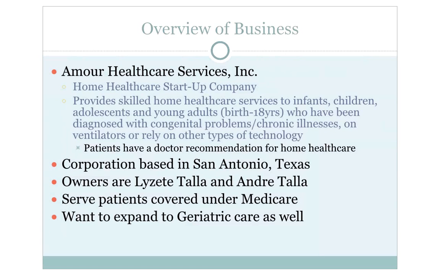Overview of the business. Amour Healthcare Services is a home healthcare startup company. It will provide skilled home healthcare services to infants, children, adolescents, and young adults from birth to 18 years of age who have been diagnosed with congenital problems, chronic illnesses, are on ventilators, or rely on other types of technology. These patients have a doctor recommendation for home health care. This is a corporation based in San Antonio, Texas, a small corporation with less than 500 employees. The owners are Lizette Talia and Andre Talia. They will serve patients covered under Medicare and eventually want to expand to geriatric care as well.